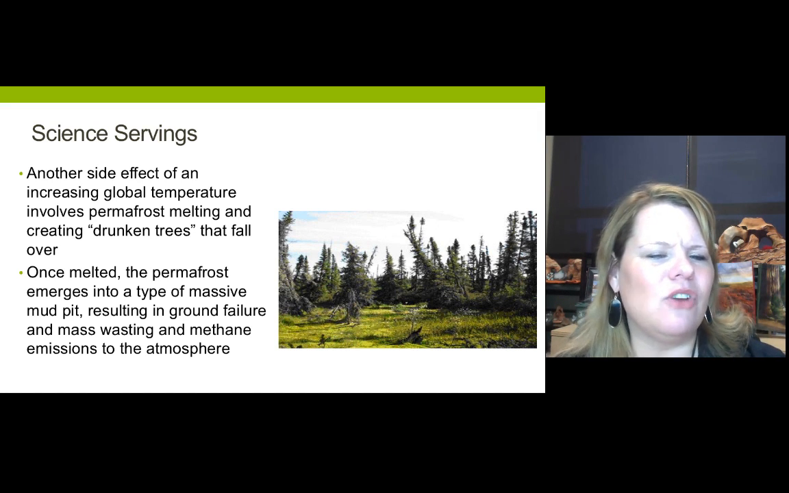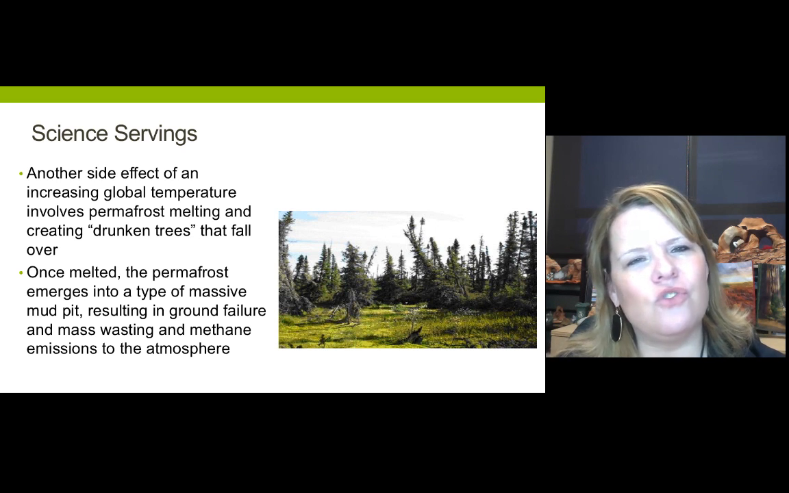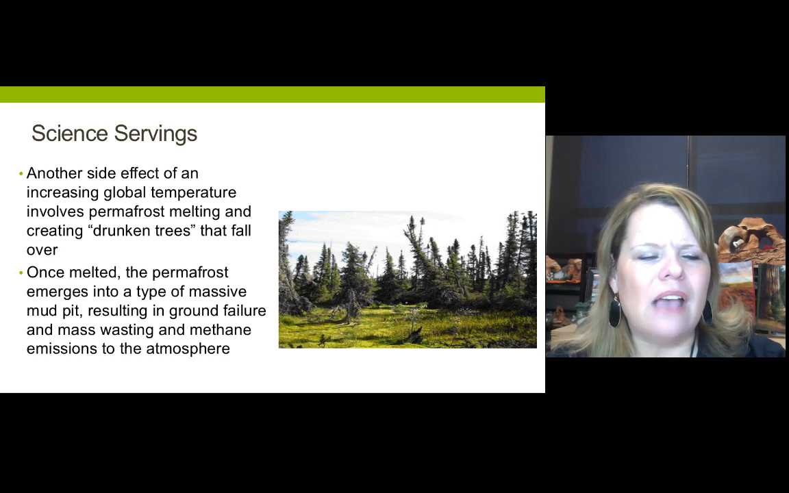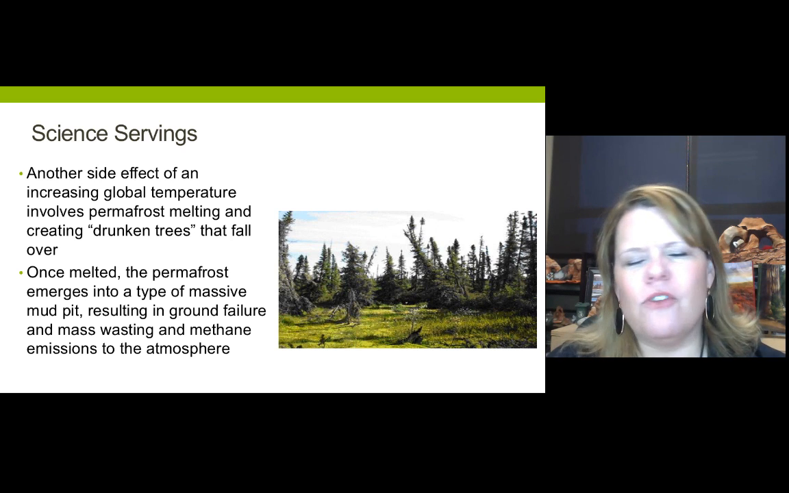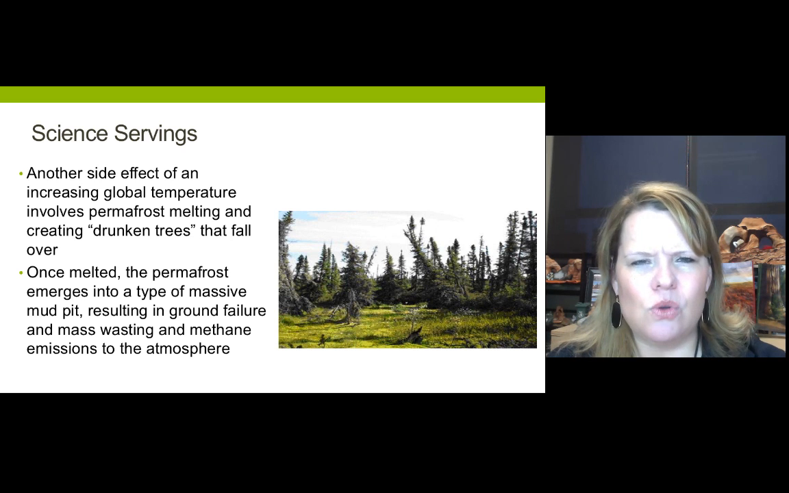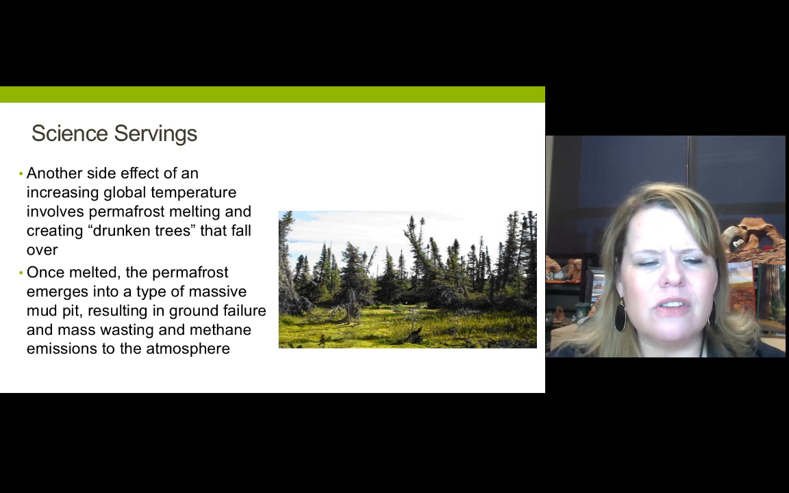Another side effect of increasing global temperature involves permafrost melting, and that creates a drunken tree effect where they tilt over and they kind of stumble over. As this occurs, here's why. Once melted, the permafrost emerges and the soil becomes very loose and swampy, so the trees don't have a foundation to sit on.